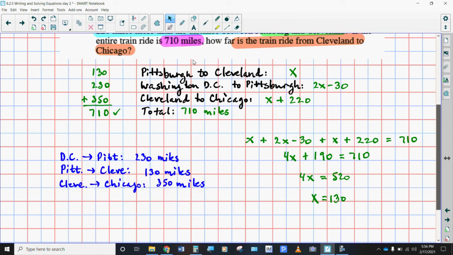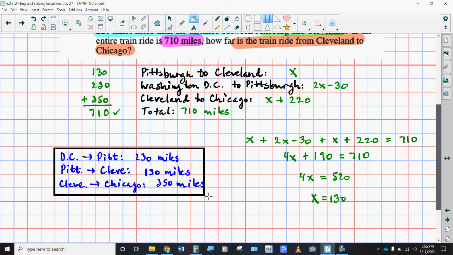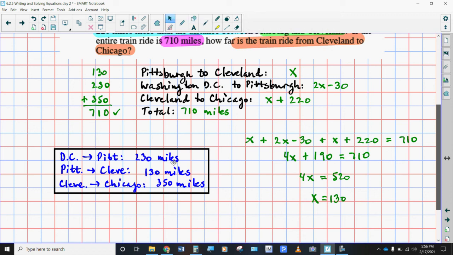Oh, did I not draw a nice box around my answer? Can't believe I would do something like that. There it is right there. Our answer with a box around it. All right, that is it.